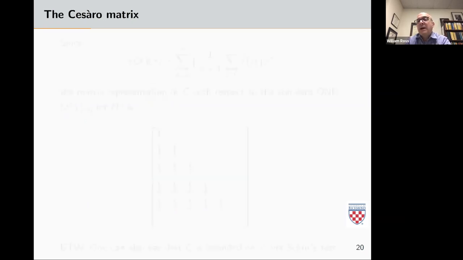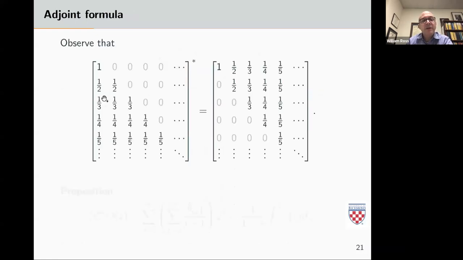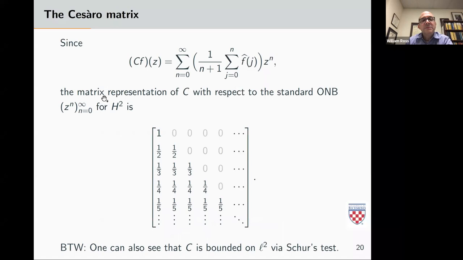All right, so the original way of thinking about the Cesaro operator was by means of the Cesaro matrix. All right, so, having a little trouble advancing here.